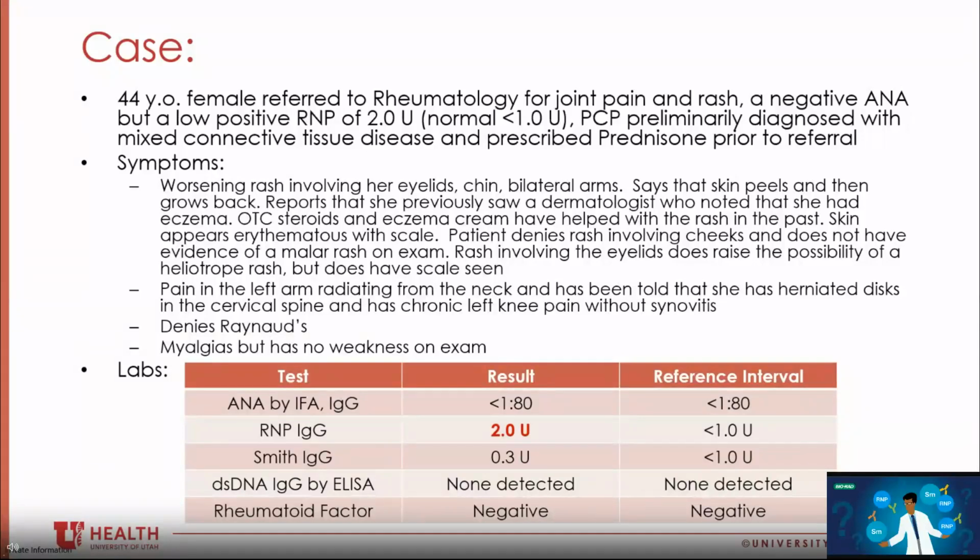The rash on her eyelids did raise the possibility of a heliotrope rash, but it was not scaly. The patient denied experiencing symptoms of Raynaud syndrome or color changes in her fingers. She had experienced muscle pain or myalgias, but upon examination, no weakness was noted. The rheumatologist ordered repeat testing to confirm the RNP positivity and evaluate for the presence of other antibodies.